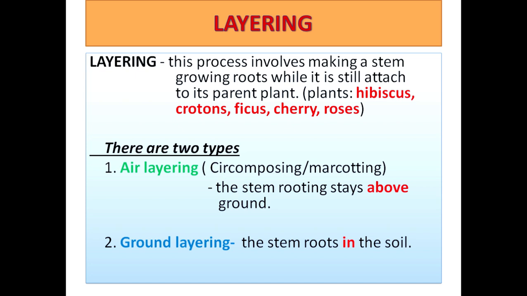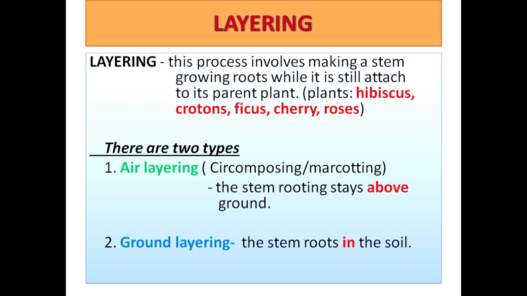You would allow the stem to grow roots first, then you will remove that stem after, with the root system and a shoot system. So with cutting, you remove the stem, then you set it to grow roots. But with layering, you allow the stem to grow roots while that stem is still attached to the parent plant. Examples of plants this method is carried out on are your hibiscus, your croton, your ficus, your cherry, your roses, etc.